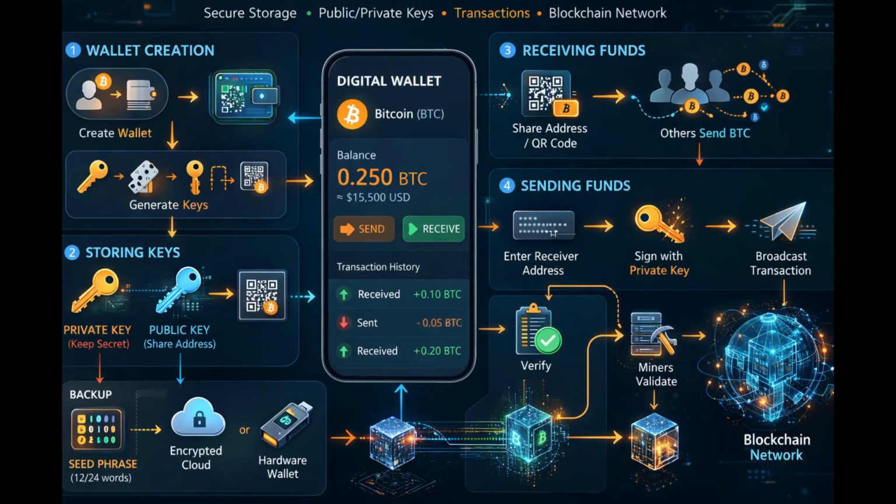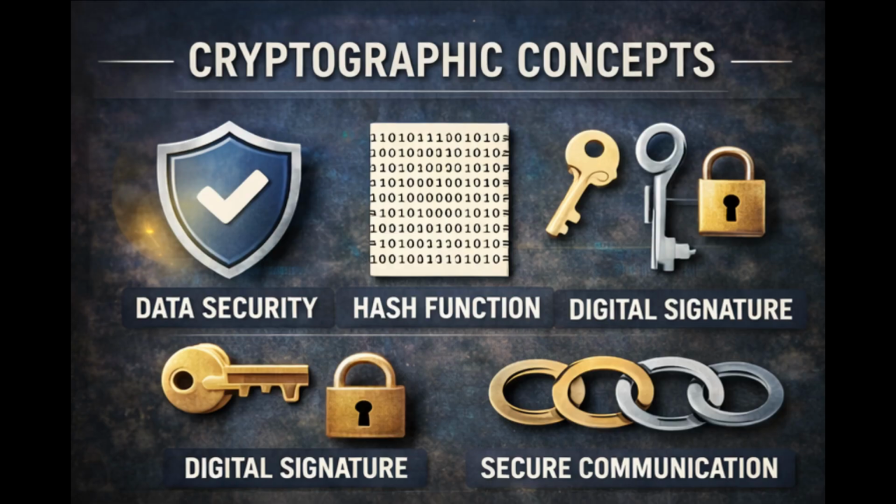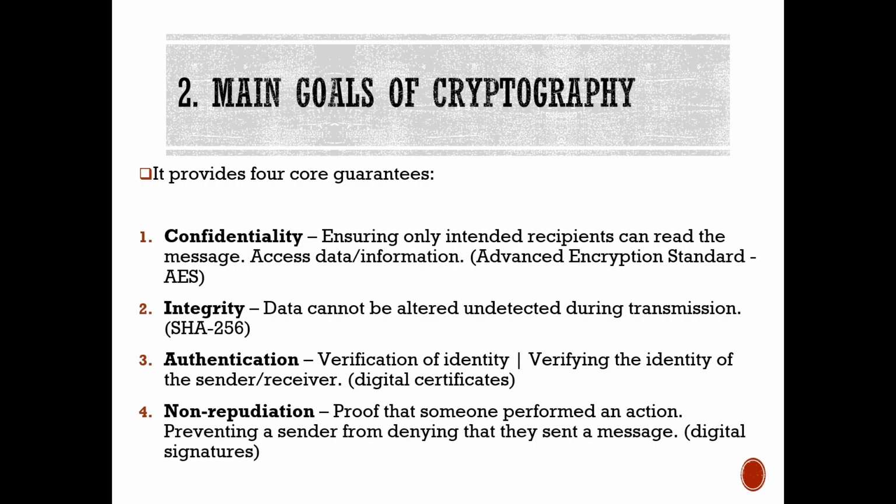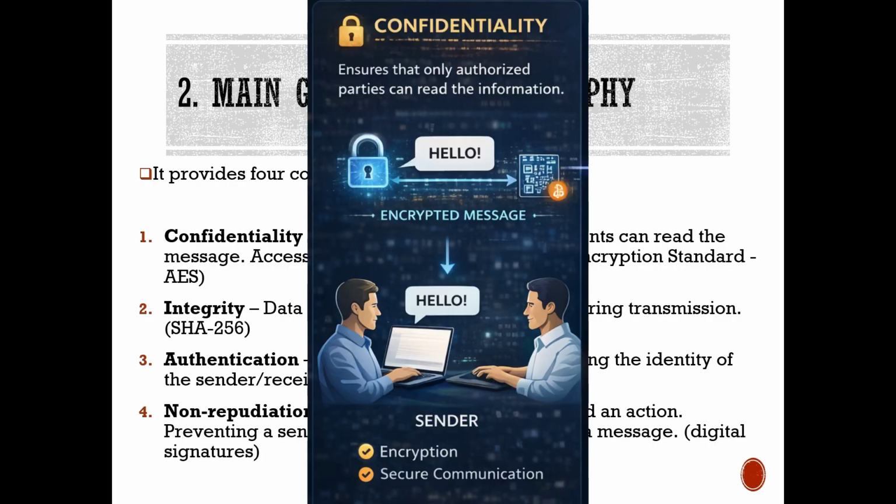Again, the word cryptography is derived from Greek, where crypto means hidden and graphy means writing. It is the art of rendering information unintelligible to unauthorized users. Now, the main goals of cryptography. It seeks to provide four guarantees. First, confidentiality, which is ensuring only intended recipients can read the message, access data or information, and it uses the technology Advanced Encryption Standard, which is the same as saying AES.